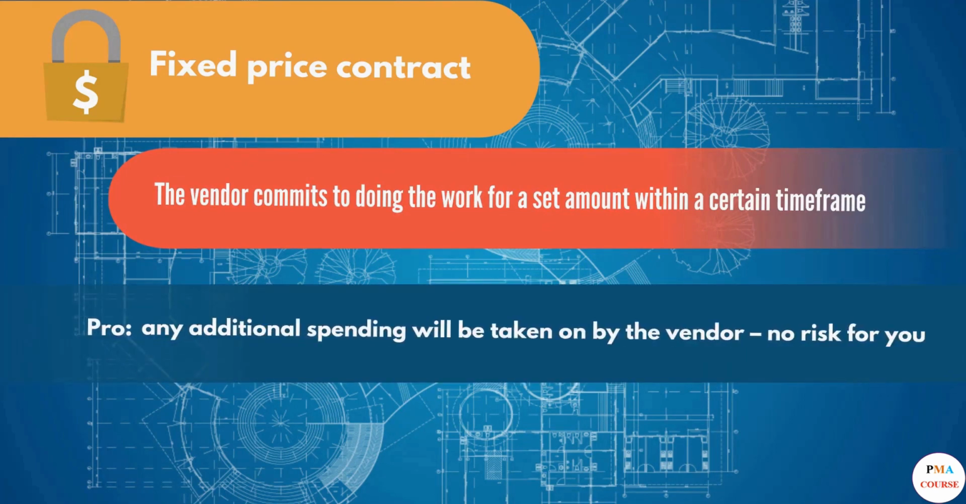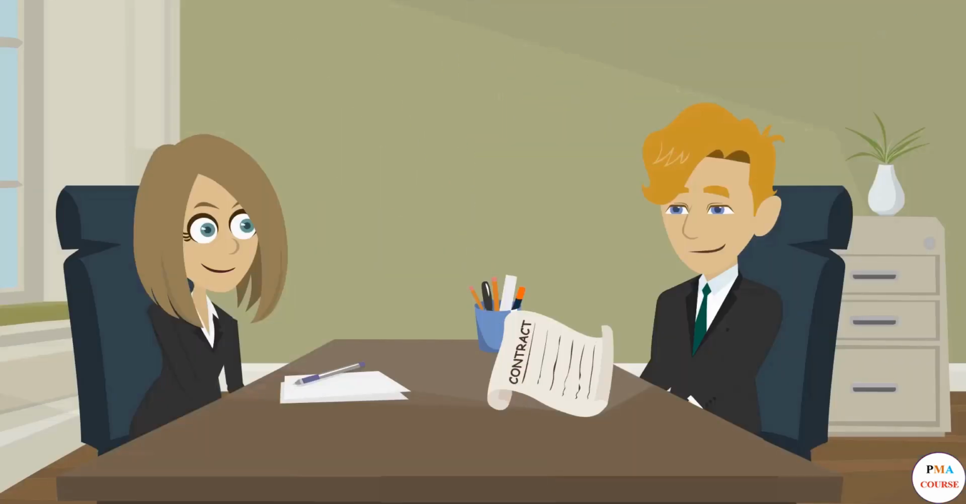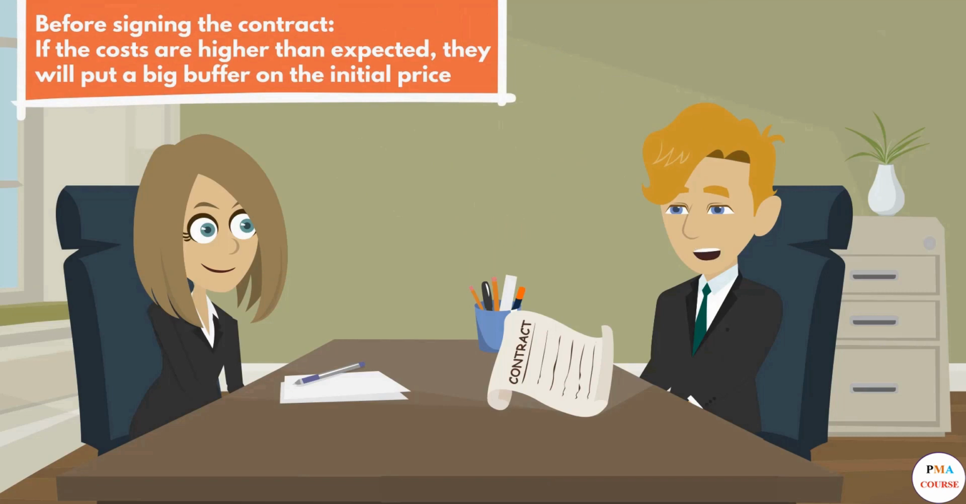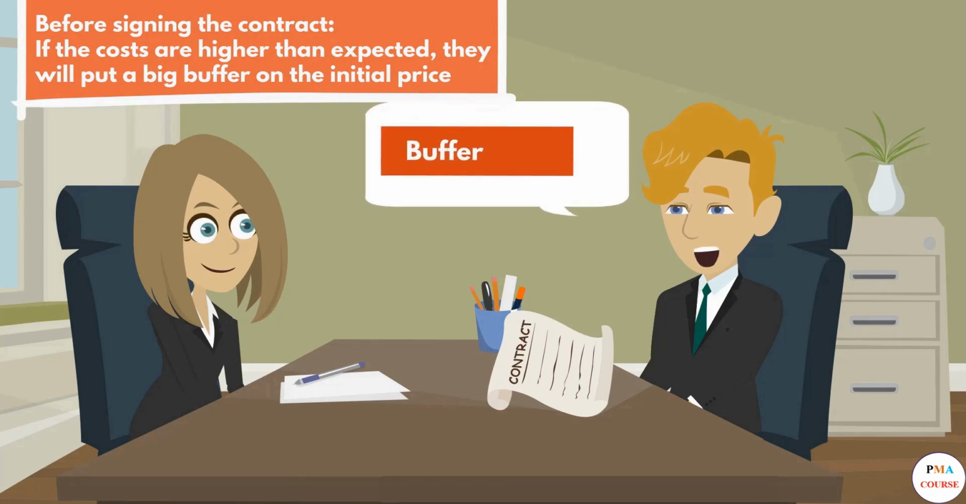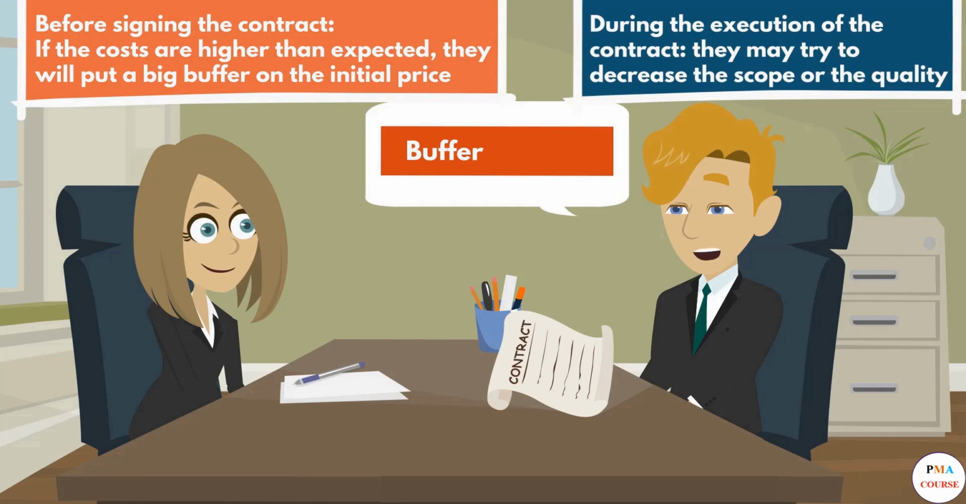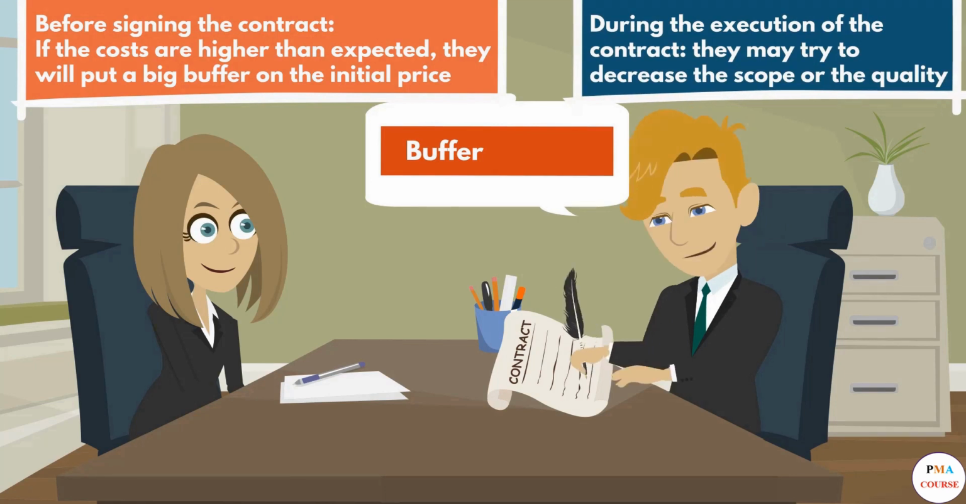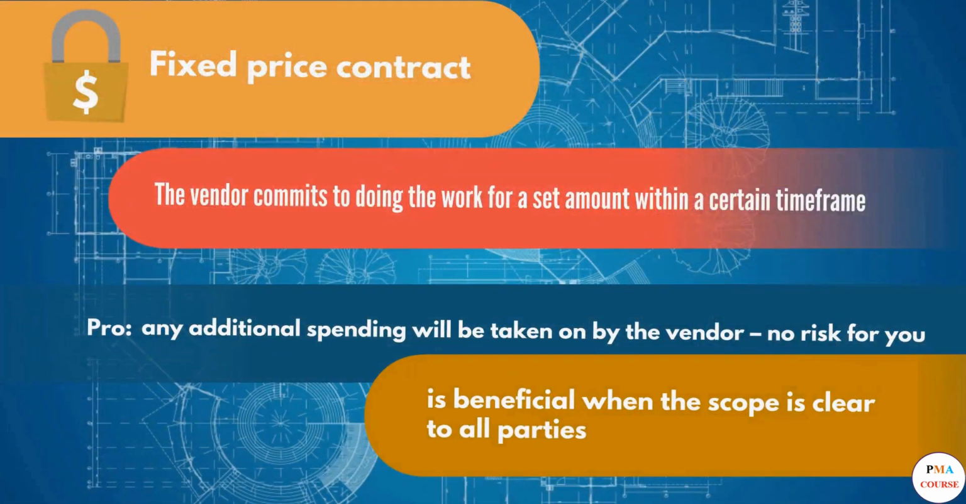The pros of this is that any additional spending will be taken on by the vendor. No risk for you. Perfect. Or is it? You see, they are aware that with this kind of contract, if the costs are higher than expected, then they will incur losses. Therefore, there is a chance they will put a big buffer on the initial price. Or if they find that costs are getting too high, they may try to decrease the scope or the quality in order to compensate. So know that this is beneficial to use when the scope is clear to all parties, but a good analysis is important prior to making agreements.